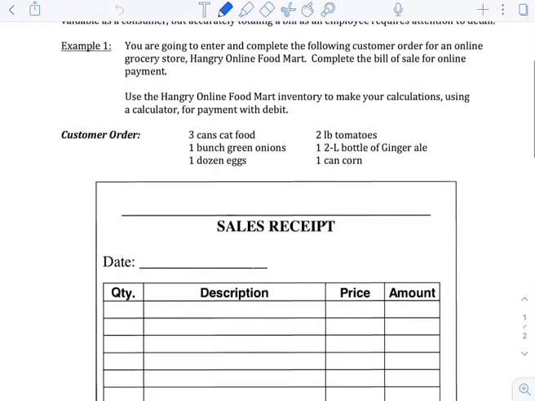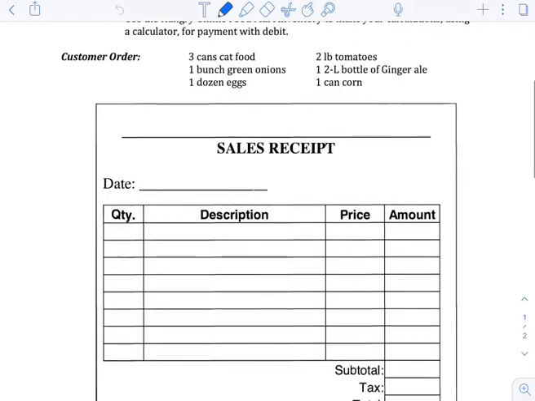You're going to enter and complete the following customer order for an online grocery store, Hangry Online Food Mart. Complete the bill of sale for online payment. Use Hangry Online Food Mart inventory to make your calculations using a calculator for payment with debit. So I've included the online Food Mart menu in your notes with your assignment. And you're going to be using this one as well. So customer wants to order these 6 items at the top.